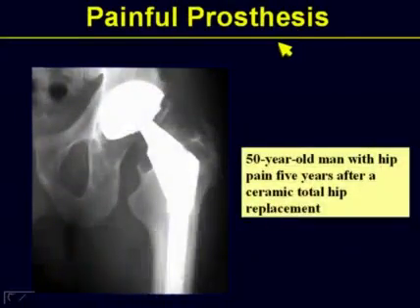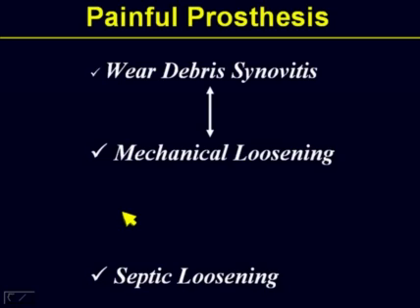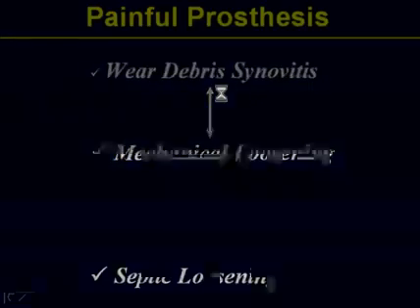So case in point, therefore, when an individual, a 50-year-old youngish male, comes in with a painful prosthesis only 5 years after a ceramic total hip replacement, we're going to address not only the metallic portions, but also the intertrochanteric ridge. We're going to look for not only septic loosening, but also mechanical loosening and wear debris synovitis.